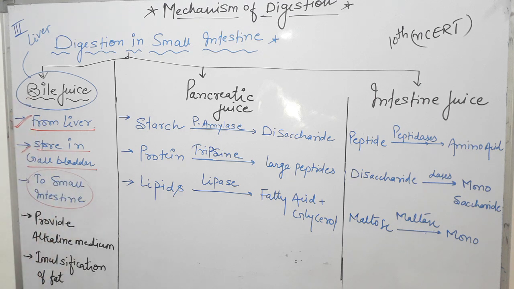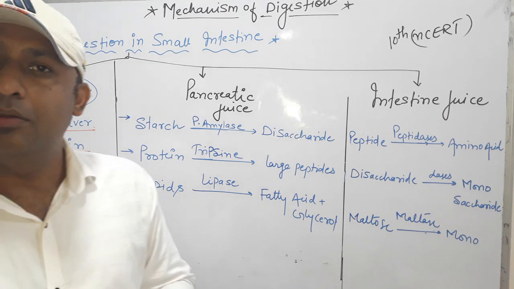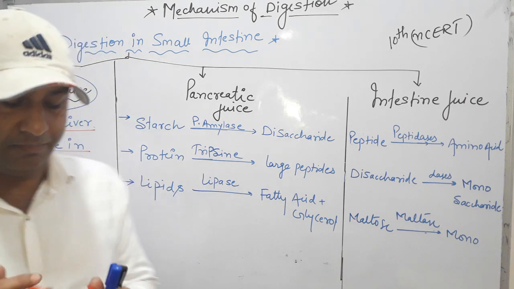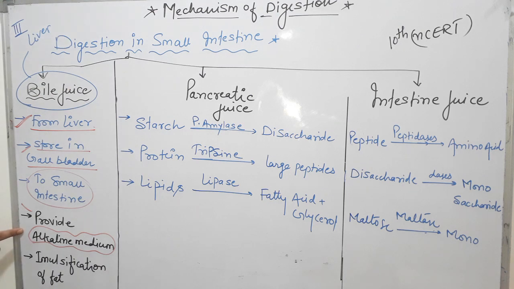Now the functions of bile juice. First, it provides an alkaline or basic medium to the small intestine, so that all enzymes can work properly. Clear? So the third point is that it provides an alkaline medium to the small intestine so all enzymes work properly. Next, a function of bile is emulsification of fat. It is a very important topic.